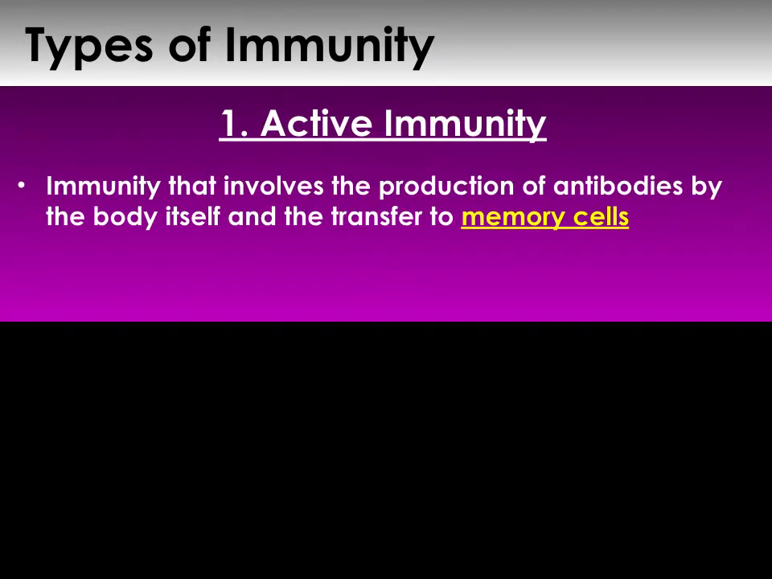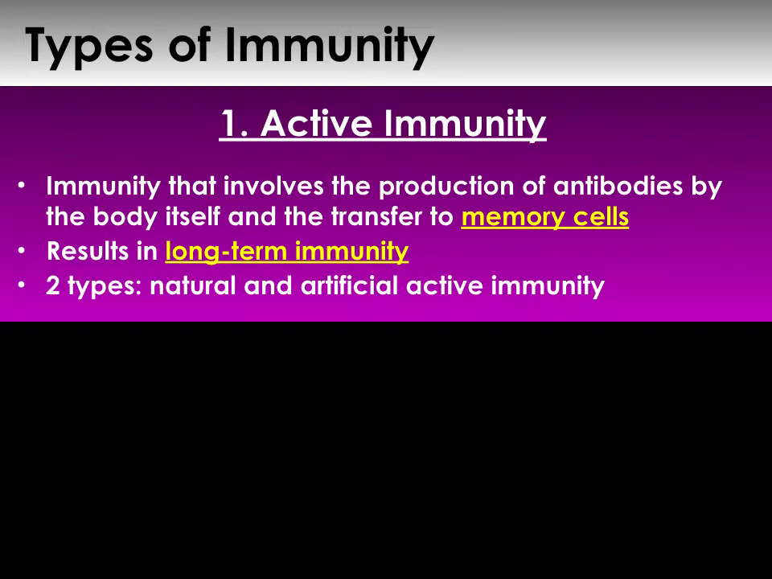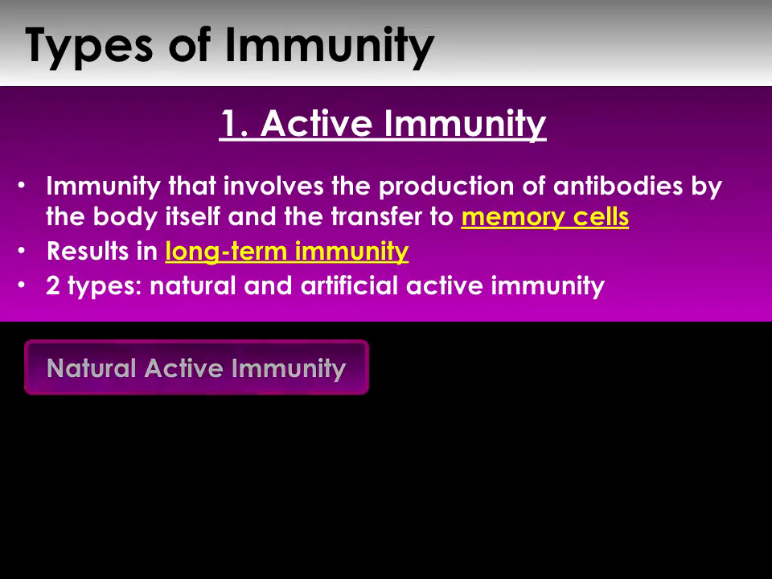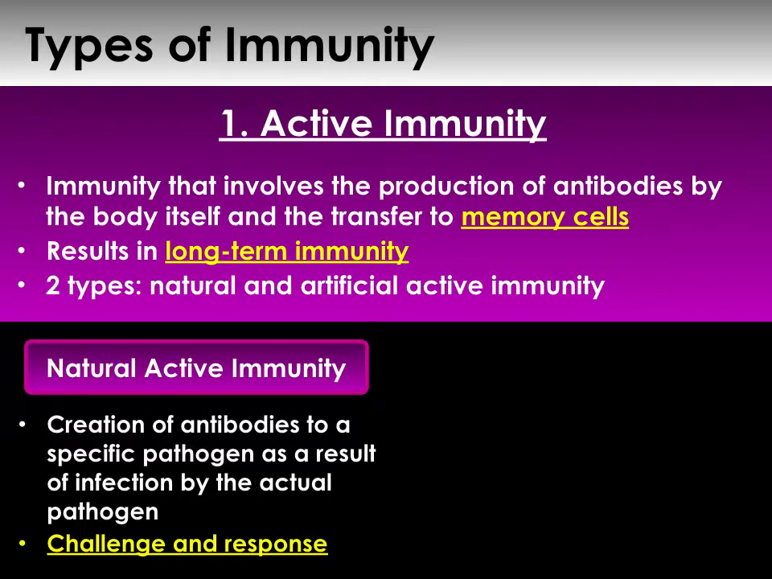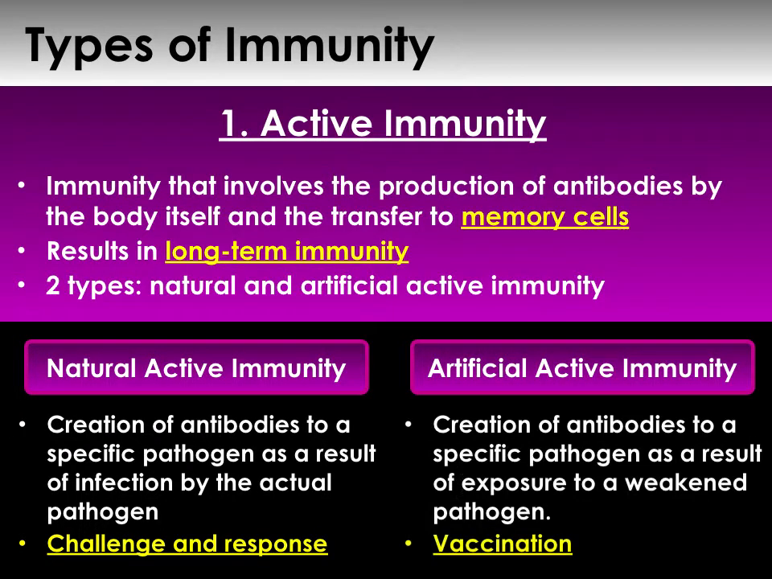Active immunity involves the production of antibodies by the body itself, and then the transfer of that to memory cells. This is considered a long-term immunity. And there are 2 types: natural and artificial active immunity. In natural active immunity, there's the creation of antibodies to a specific pathogen as a result of infection by an actual pathogen. In artificial active immunity, there's the creation of antibodies to a specific pathogen as a result of exposure to a weakened pathogen. And an example of that would be vaccination.